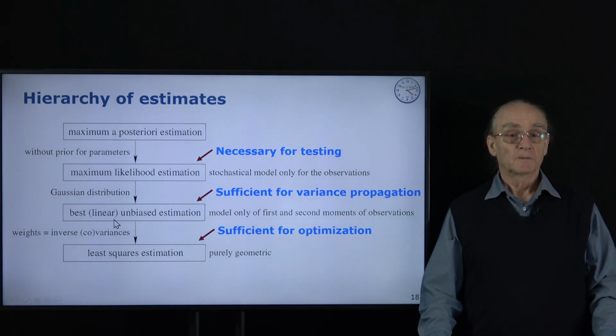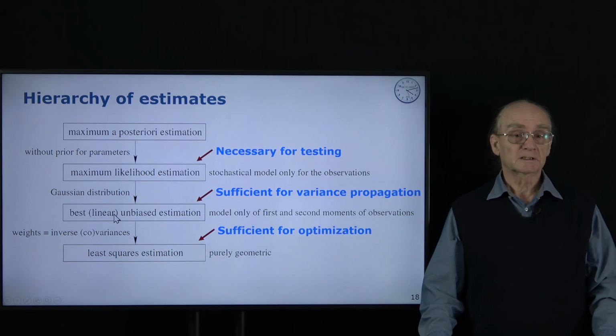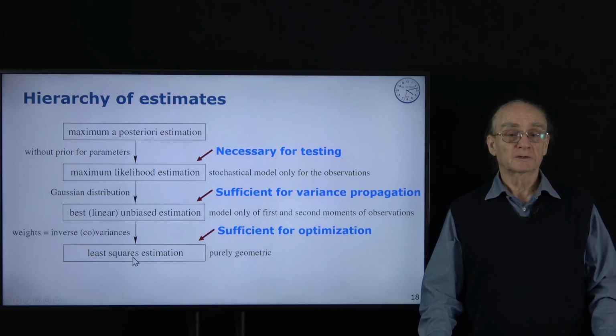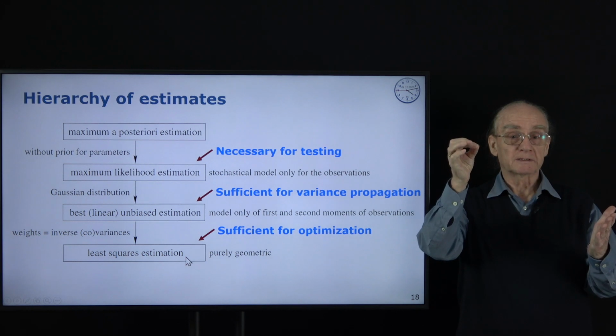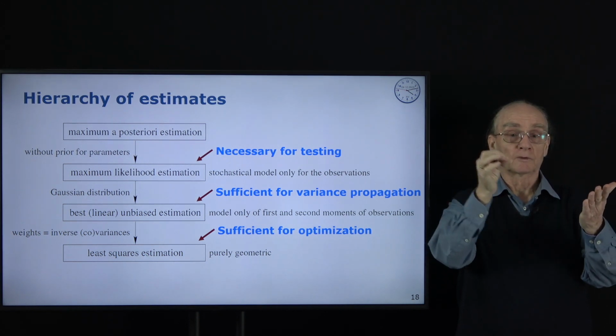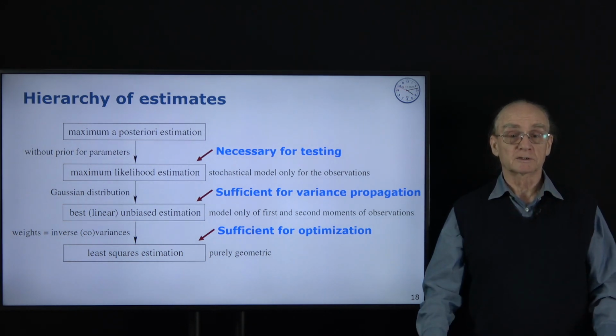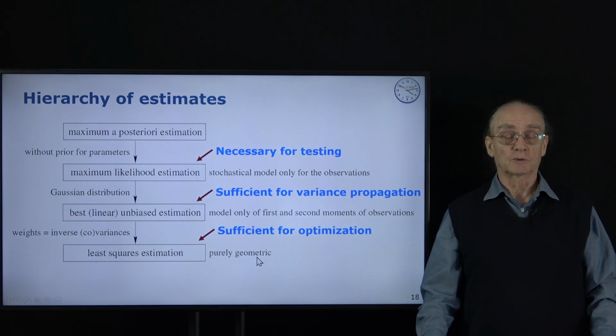And finally, if we just don't think about it in statistics, we choose the weights to be the inverse covariance matrix, we arrive at some least squares estimation, which can be interpreted just geometrically. So the least squares could be said, I have a point in space and a plane somewhere, and I look for the point which is closest to this plane. This is the geometric setup, which I don't want to go into more detail.